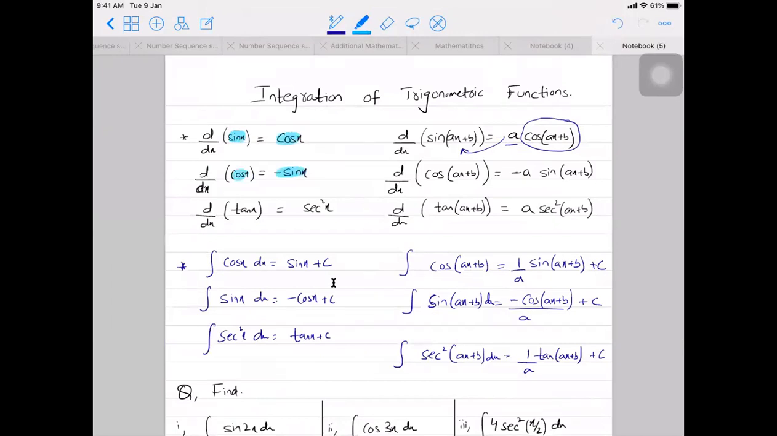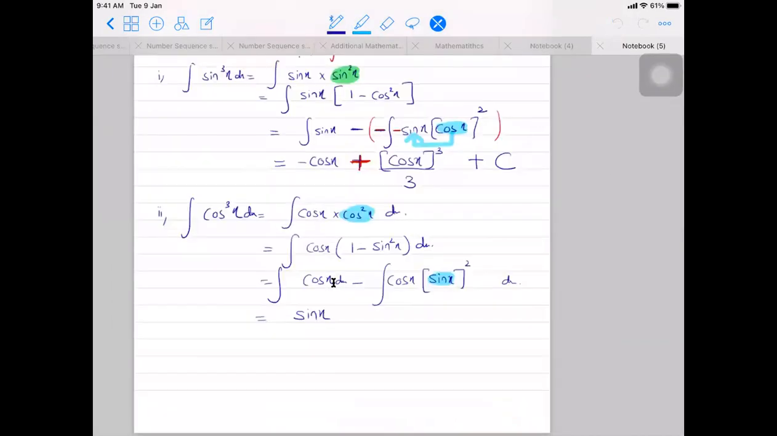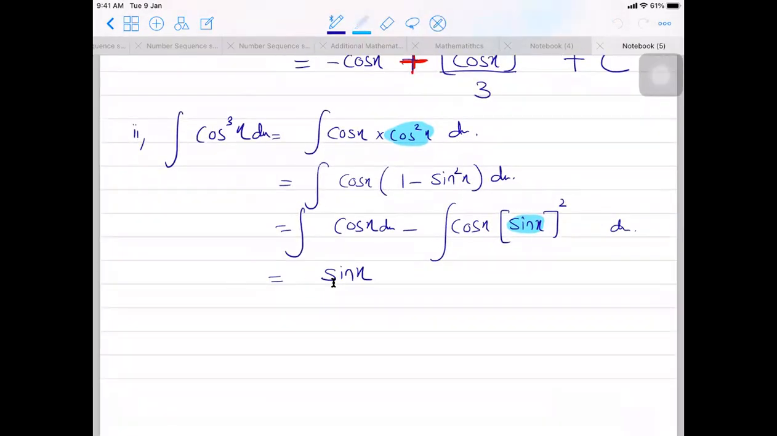When we integrate, the integration of cos x is plus sin x and the integration of sin x is minus cos x. Okay. So now if I ask you what is the differentiation of sin x, minus cos x. Oh, the differentiation of sin x is cos x. Yeah, the differentiation is going to be positive cos x.